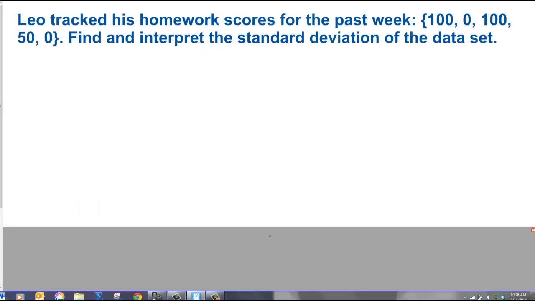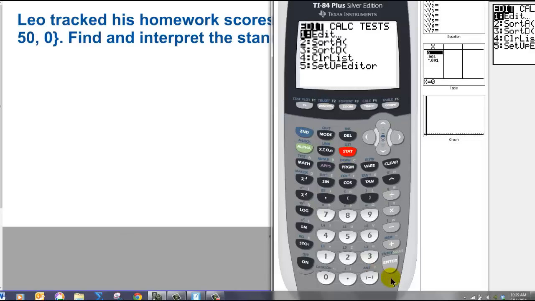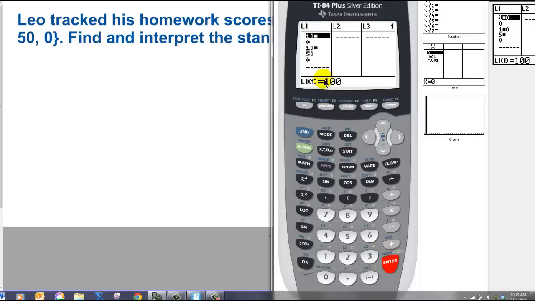So in this example, we've got a kid tracking homework scores from the past week. Gets 100, 0, doesn't turn that in, 100, 50, and 0. And we want to interpret the standard deviation of this data set after we find it. So let's go ahead and get to our calculator. We're going to plug these numbers in. So I've gone to stat, edit, and plugged those numbers in.